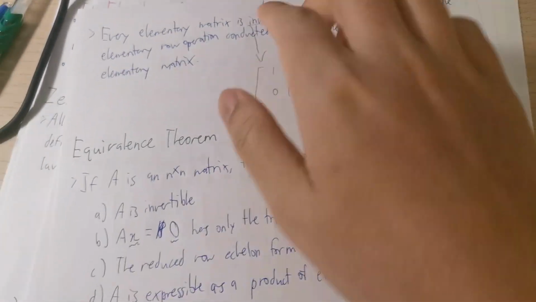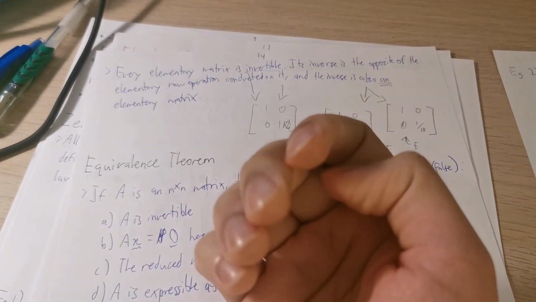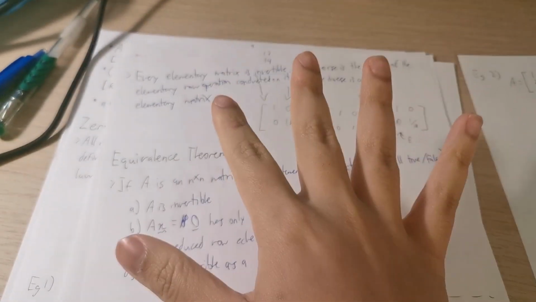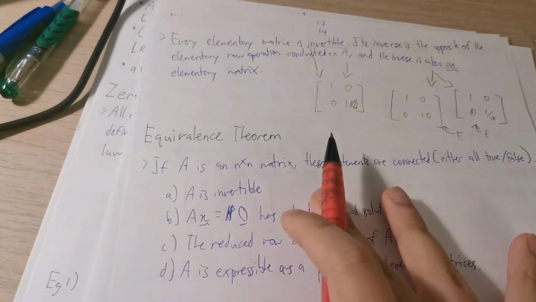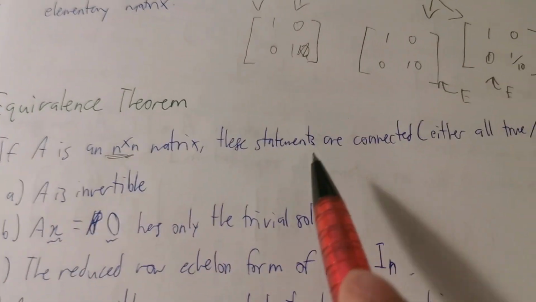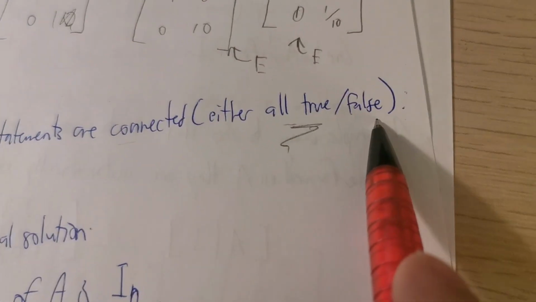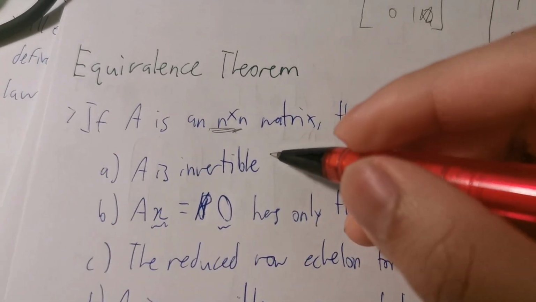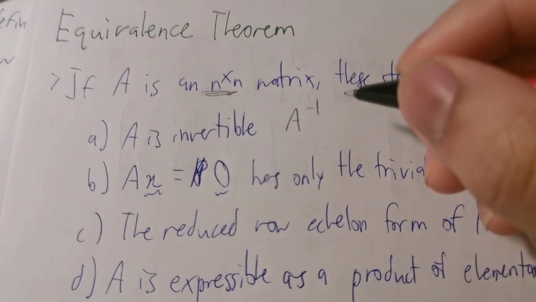So moving on, this is something very interesting, and it's called the Equivalence Theorem. It's a way of connecting the things discussed in the past, like 5 parts, and linking it all together. This states that if A is a square matrix, then all of these statements are connected. So either all of them are true or all of them are false. So they're all linked together. The first one is that A is invertible. That means that the inverse of A exists, right?